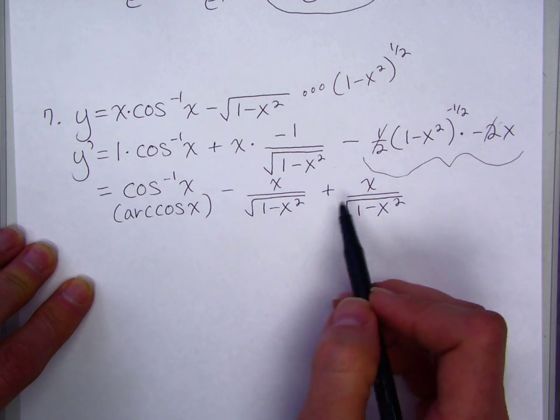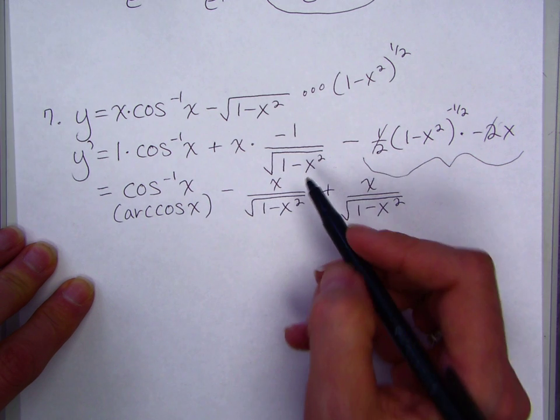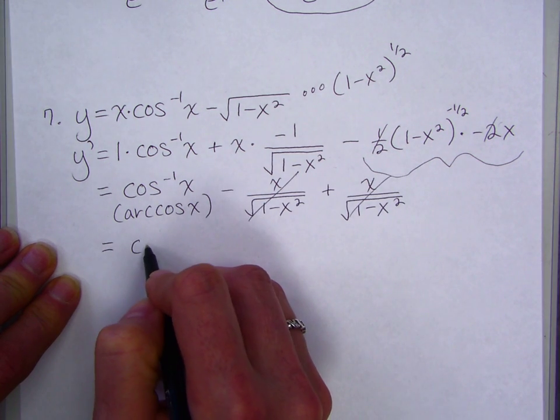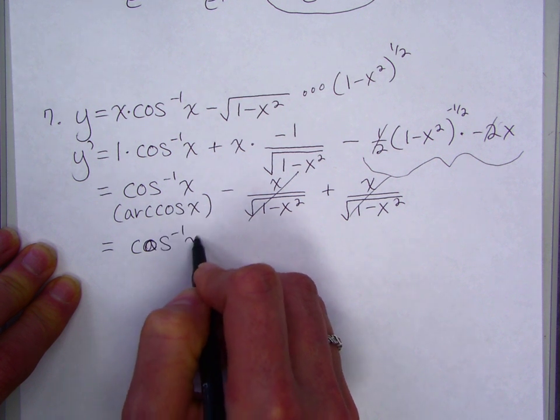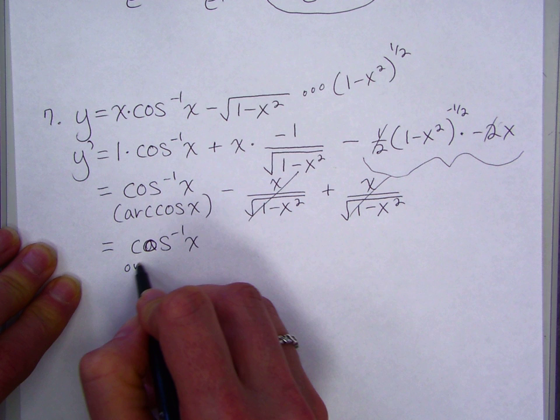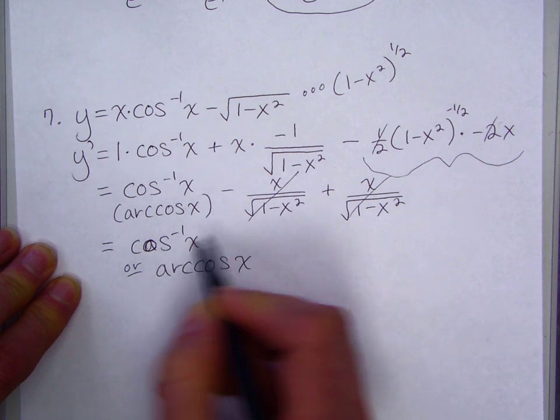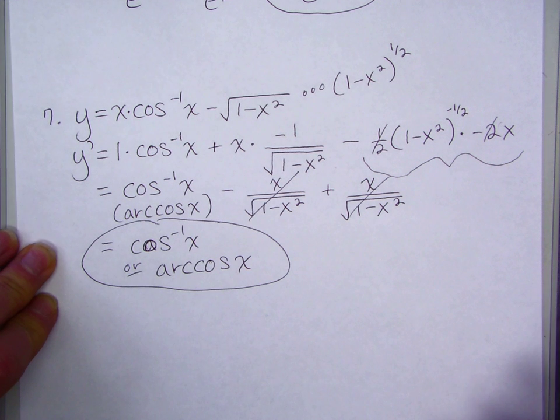Right? And aren't these opposites? So those cancel out, and our final answer, inverse cosine, whoops, of x, again, that's the same as the arccosine of x. Okay.